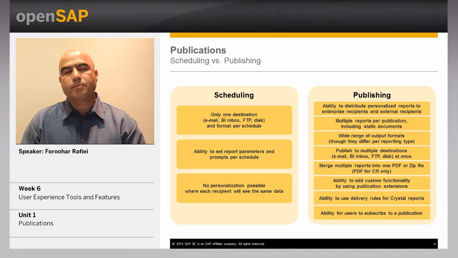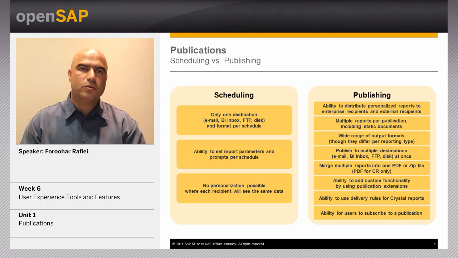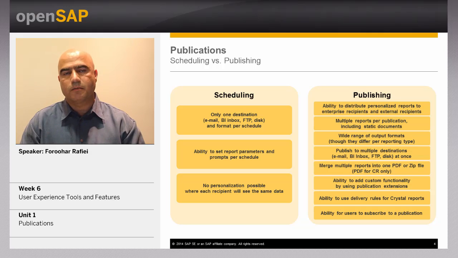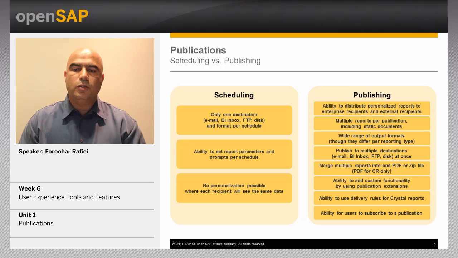Users can subscribe themselves to a publication. They cannot do that to a schedule. So you need to schedule to those users, but users can subscribe themselves to the publication. That's a huge difference. Also, you can have multiple reports per publication, including the static documents. That's another big difference as well. And also you have a wide range of output formats that exist for publications, although they are different per reporting type.